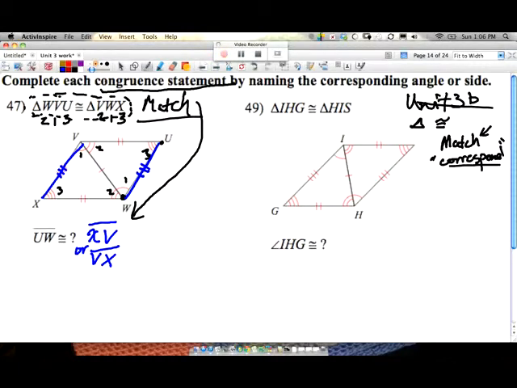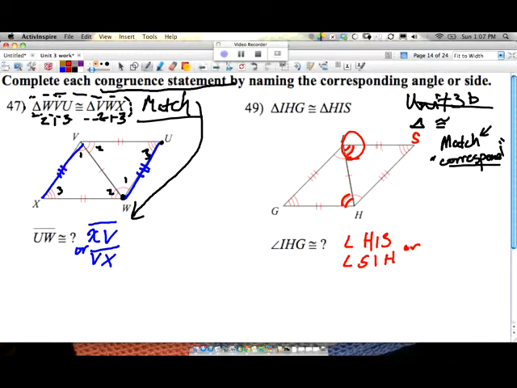All right, now this next one, again, it's the same idea where you're just trying to match the pieces. I see IHG here, so IHG, that's the double arc. So I'm looking for the double arc over here, which I could say is HIS, or SIH. So it's either angle HIS or angle SIH. Why is it either one? Because both of them represent the double arc right there. So either one of those could have been correct. Something else would not be correct.